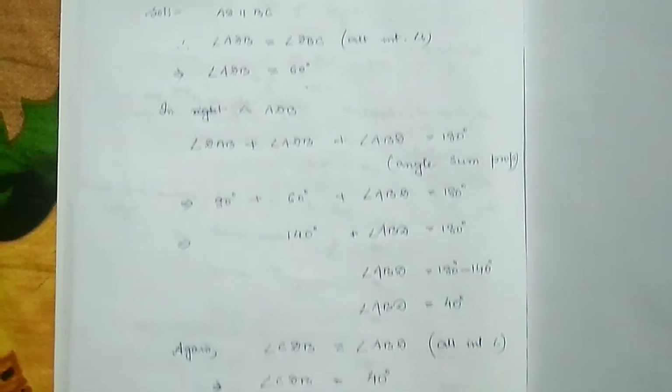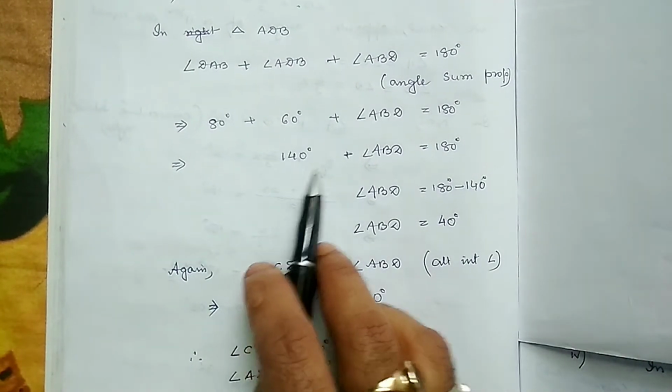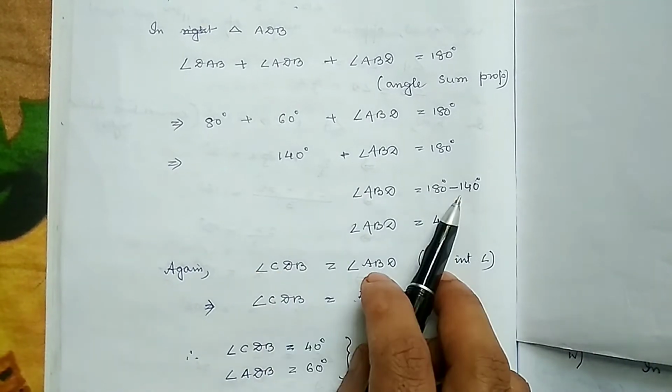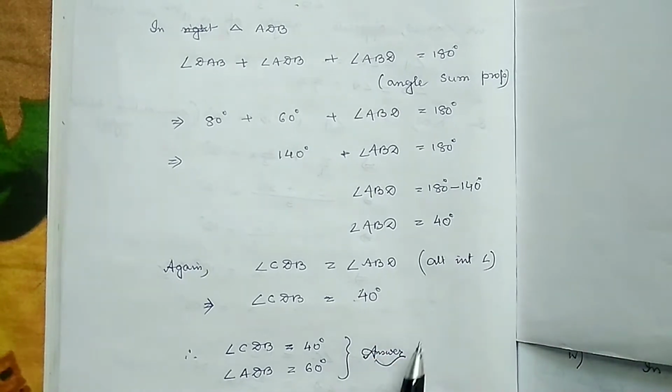Now just simply add 80 plus 60. How much will it be? 80 plus 60 will be 140, plus angle ABD is 180. Angle ABD will be 180 minus 140. So ABD equals 180 minus 140, which is 40.